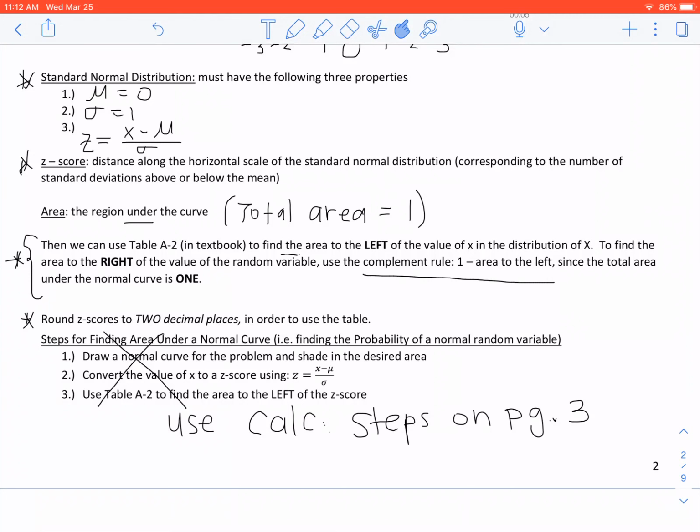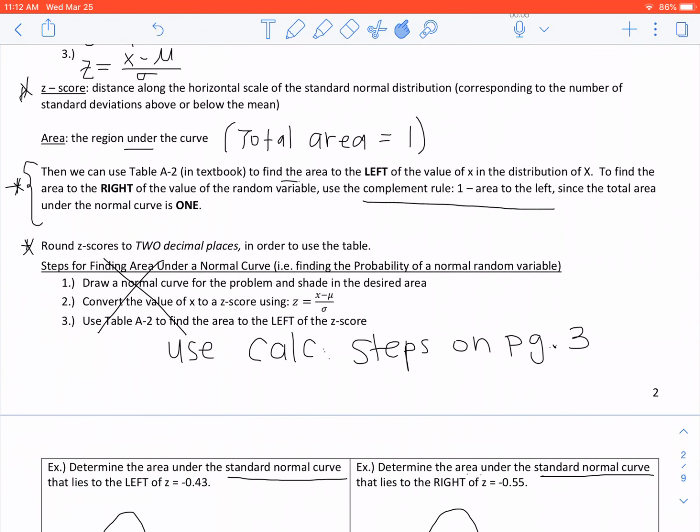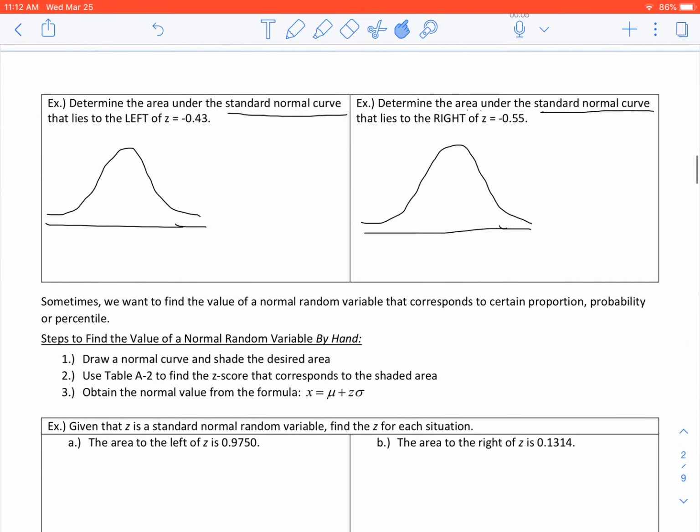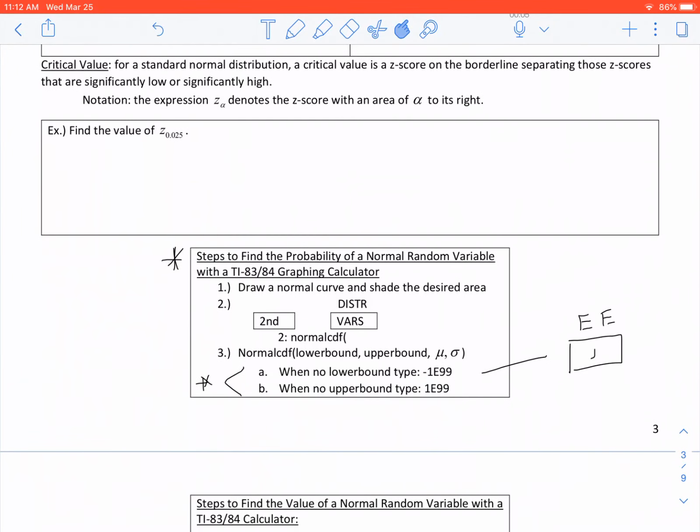And then we're just going to cross off the steps. We usually go through this using the table, but since we're a little changed right now, we're going to go ahead and use calculator steps on page 3. So quickly go to page 3. It's actually at the bottom of page 3. And it says steps for finding the probability of a normal random variable with a TI 83 or 84 calculator. So first thing we're going to do is draw a normal curve and shade the desired area.